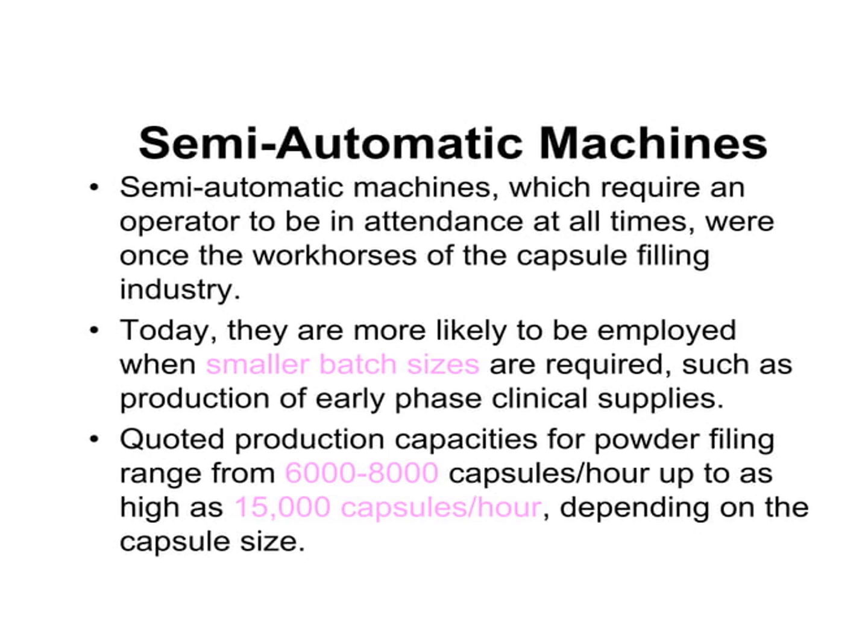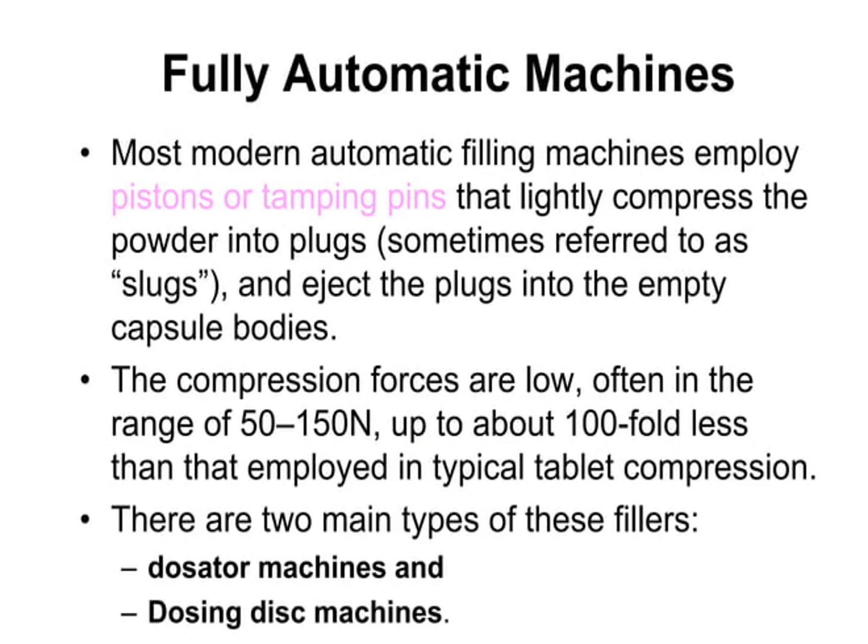Quoted production capacities for powder filling range from 6,000 to 8,000 capsules per hour up to as high as 15,000 capsules per hour, depending on the capsule size. In fully automatic machines, most modern automatic filling machines employ pistons or tamping pins that lightly compress the powder into plugs and eject the plugs into the empty capsule bodies.